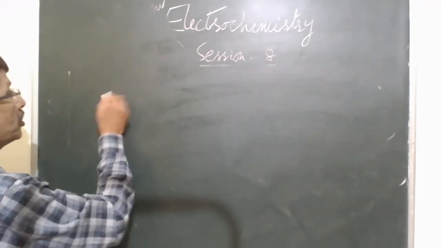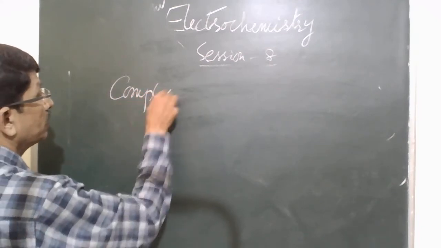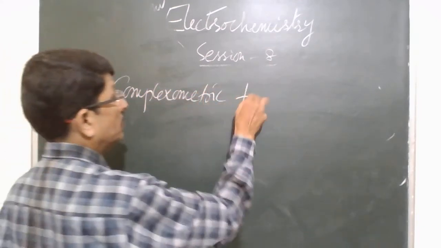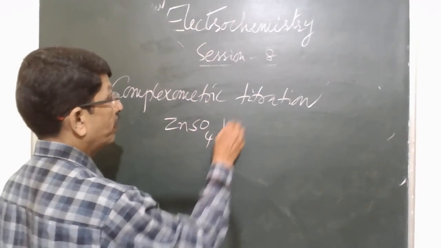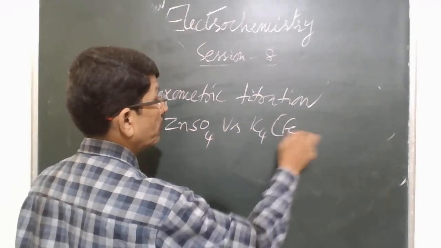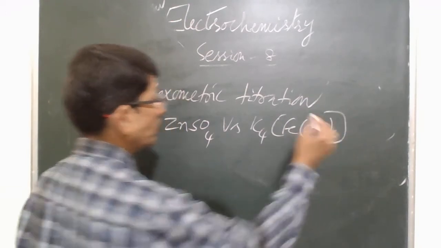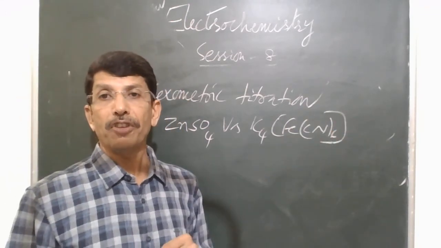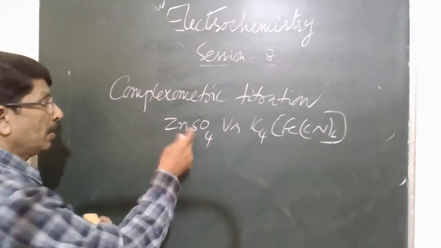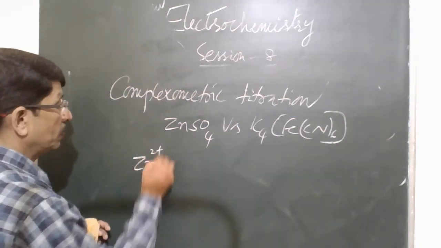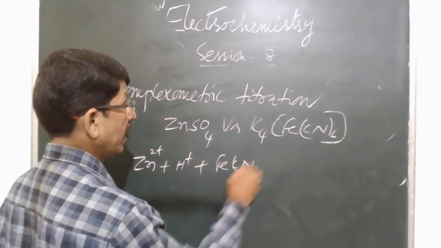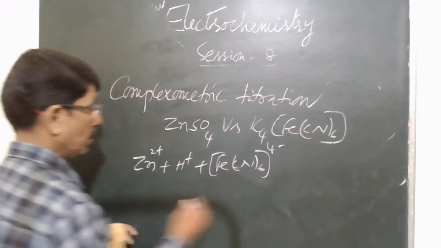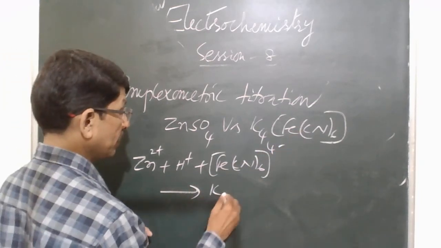Then the last titration is complexometric titration. Here we consider the example mentioned in the syllabus, zinc sulfate versus potassium ferrocyanide. This is an example of a complexometric titration. Zinc ions in the presence of an acid medium react with ferrocyanide ions, forming an insoluble complex of this type.